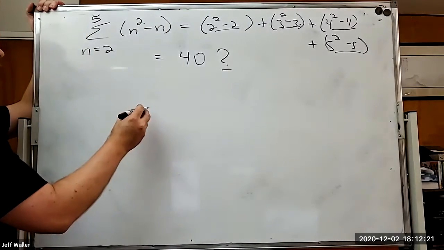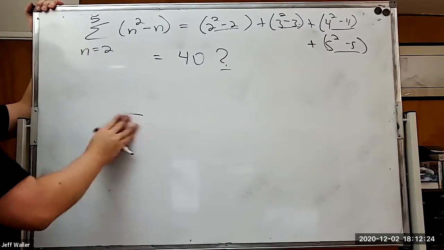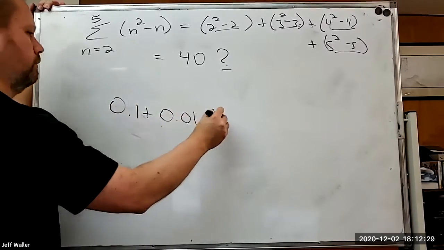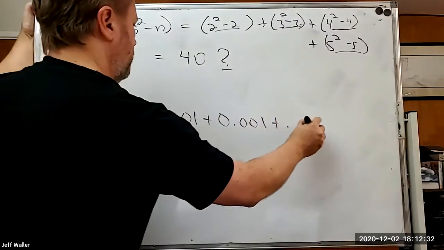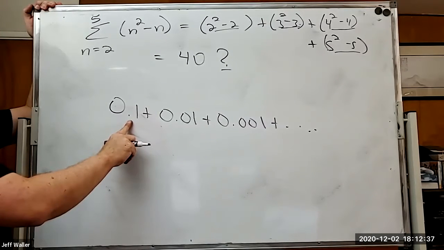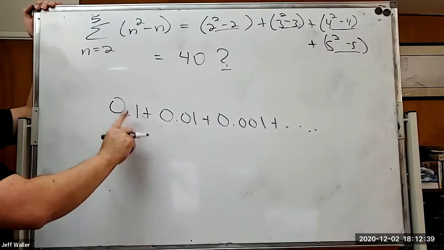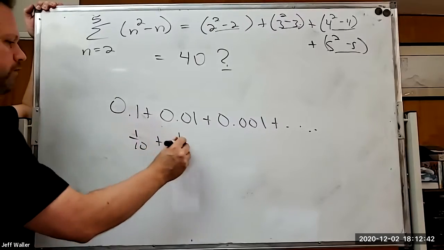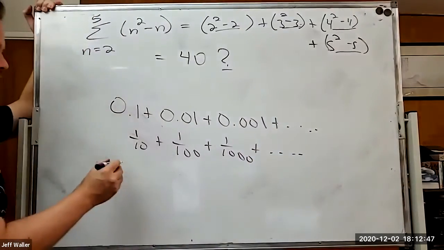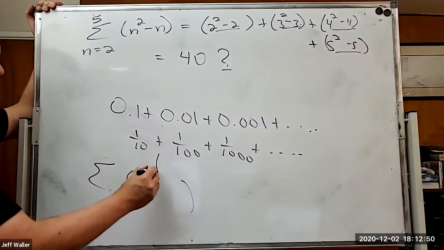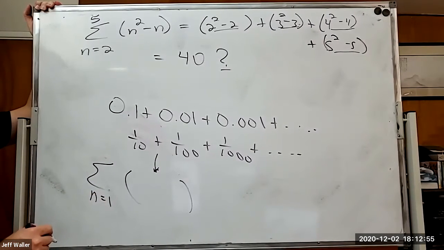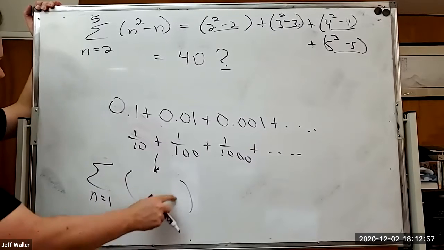So this guy, let me show you this. Coming back to this guy, let me write him in a better way. What is that as a fraction? 1/10 plus 1 over 100 plus 1 over 1,000. Can you write what the sequence looks like if I start at 1? What would that sequence look like?